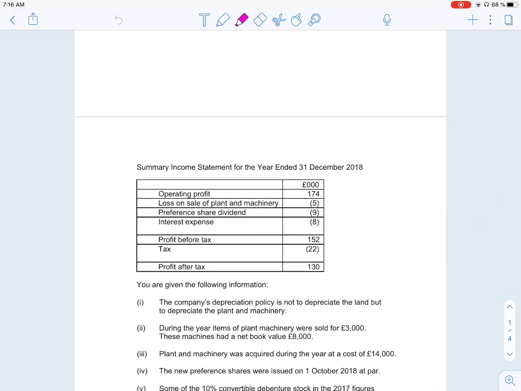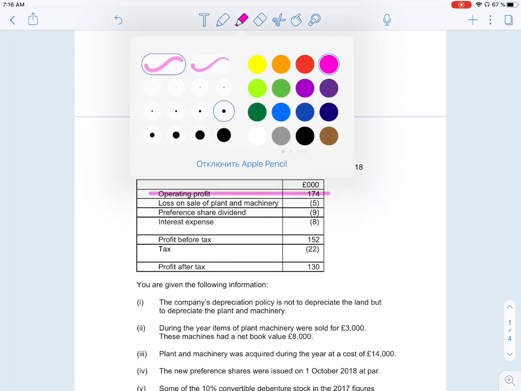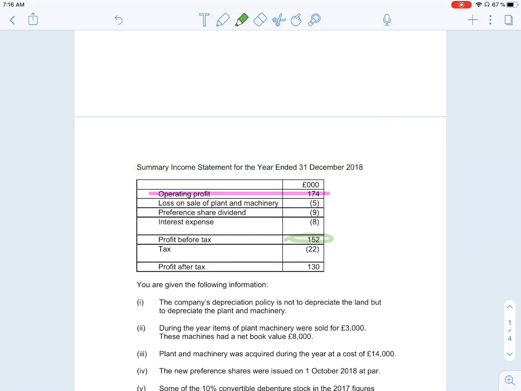Here we can see operating profit, and basically this is the line we can use for the start of our cash flow statement. Sometimes the students are given profit before tax and some interest expense, maybe preferred dividends, and if there is no operating profit line in the question, you can easily compute it, just adding back interest expense and preferred dividends paid during the year.